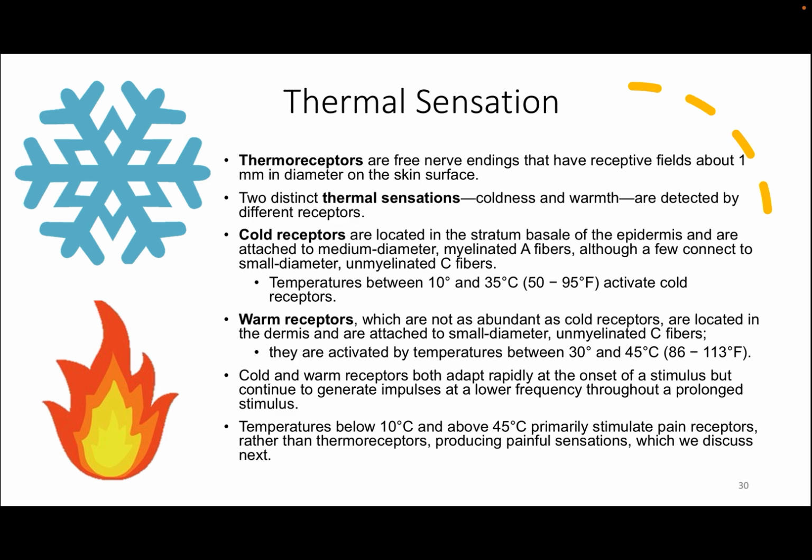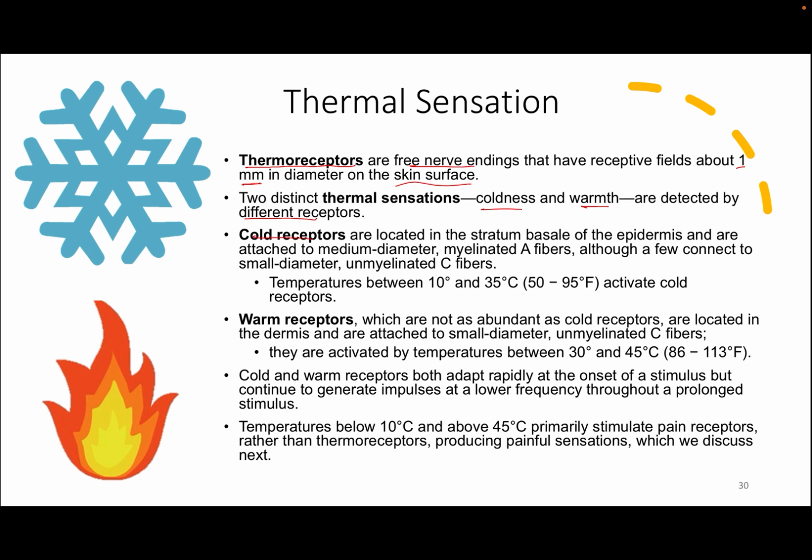So moving on then to our thermal sensation. Thermal sensation is going to be detected by free nerve endings that are going to have a receptor field of about 1 millimeter in diameter, so quite small. And this is found on the surface of the skin. And there are two distinct thermal sensations. There's one for cold and there's one for warm. And these are actually going to be detected by two different receptors.